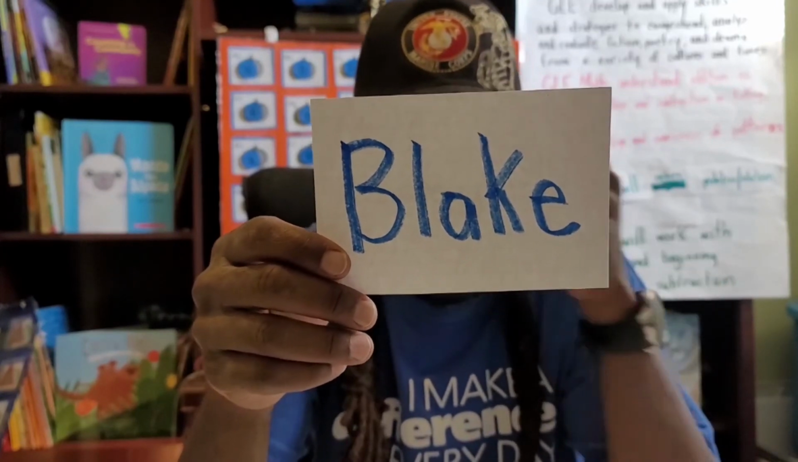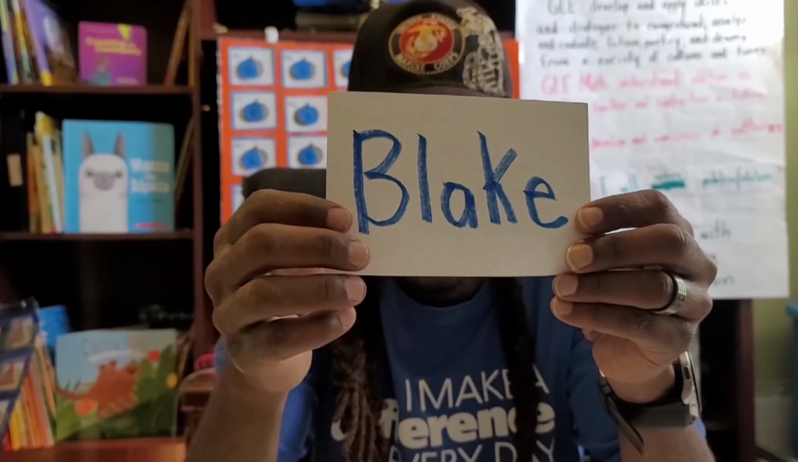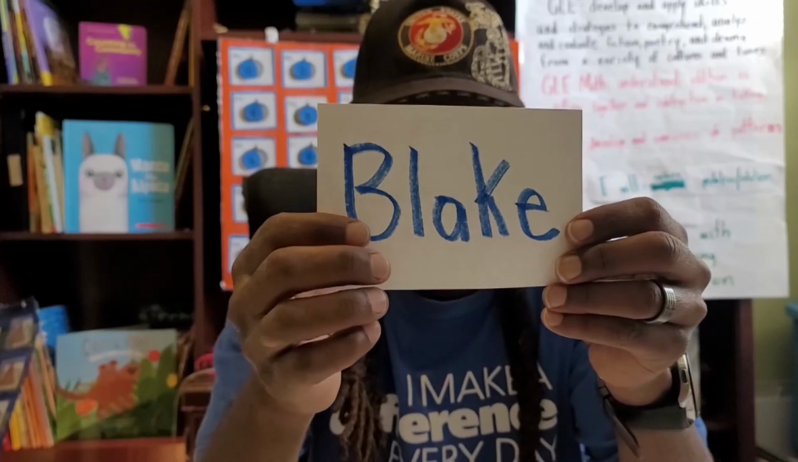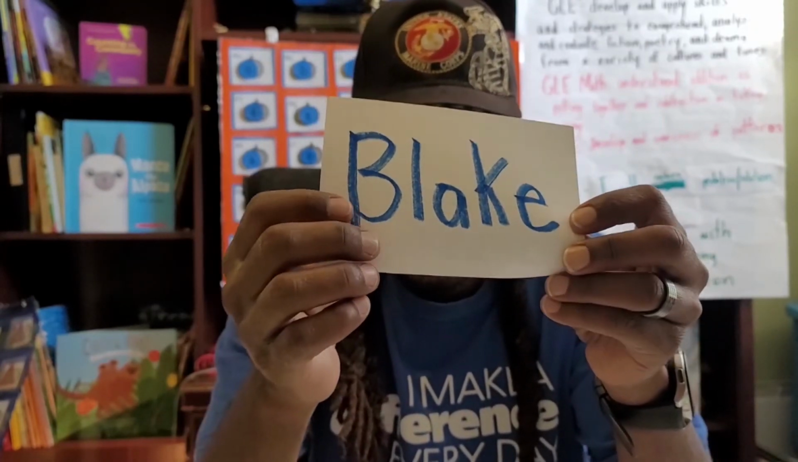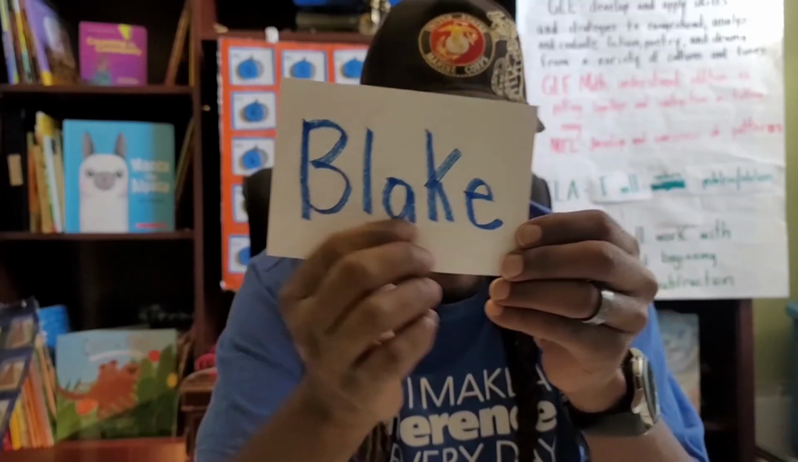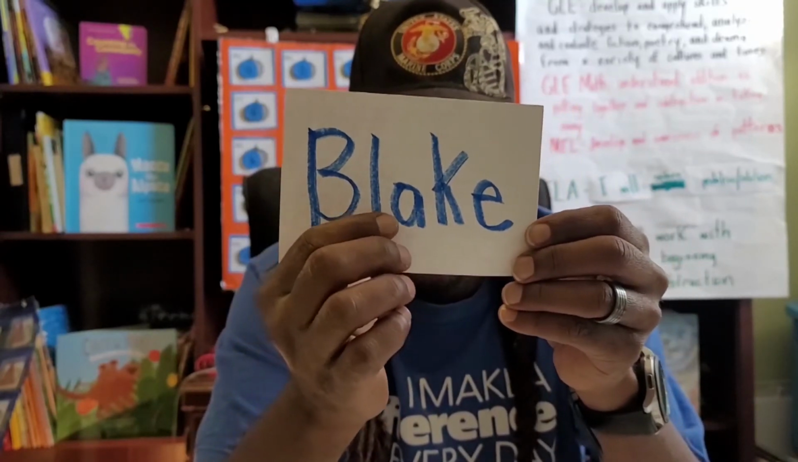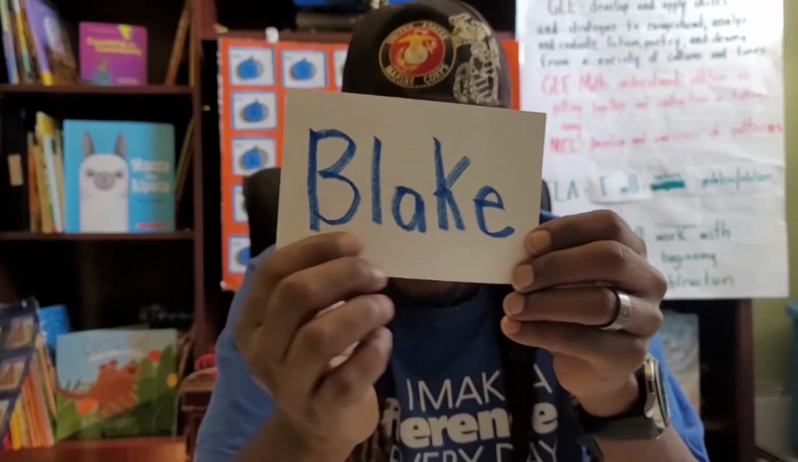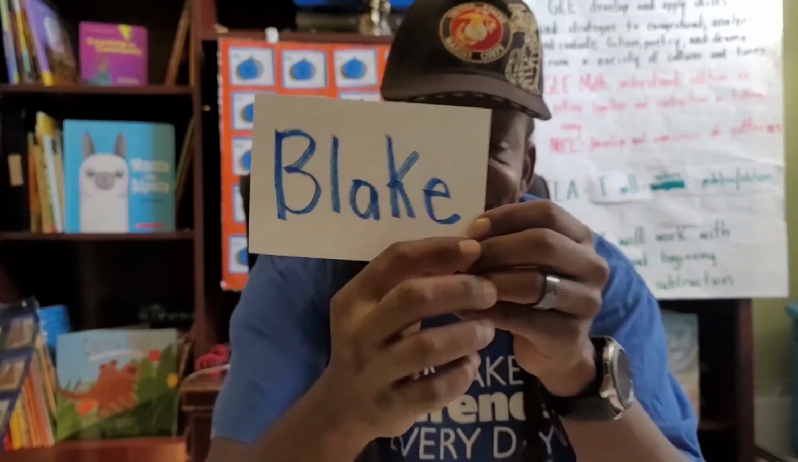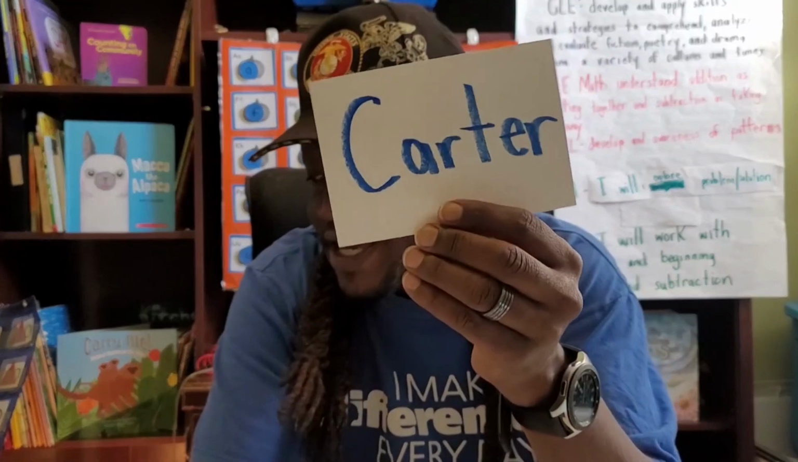And whose name is this? Blake. Hey, Blake. How you doing, Blake? What letters does Blake's name start with? Uppercase B or capital B? Let's spell Blake. Blake. B-L-A-K-E. B-L-A-K-E. Hey, Blake.